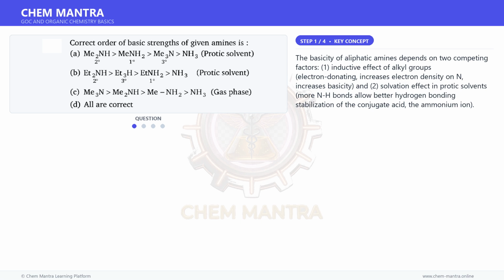The basicity of aliphatic amines depends on two competing factors. 1. Inductive effect of alkyl groups: electron donating, increases electron density on N, increases basicity. And 2. Solvation effect in protic solvents: more N-H bonds allow better hydrogen bonding stabilization of the conjugate acid, the ammonium ion.